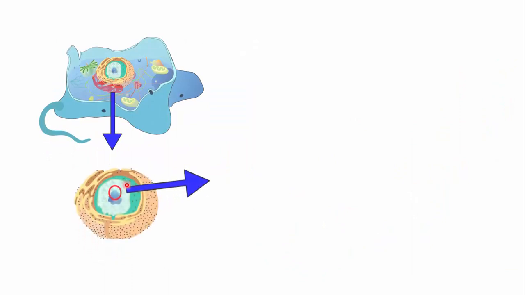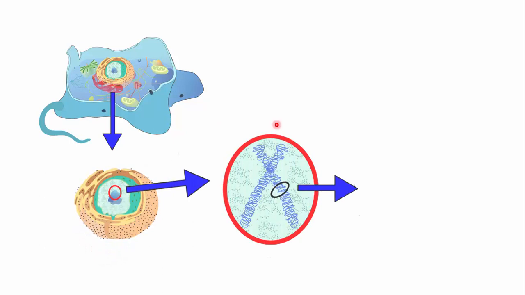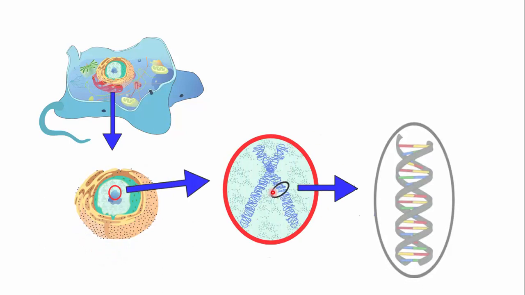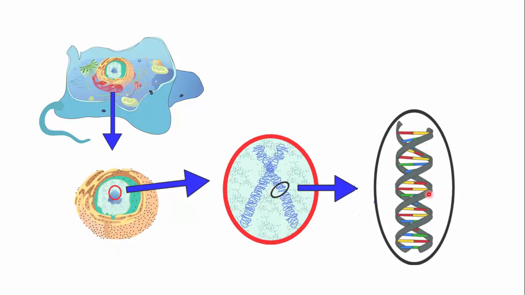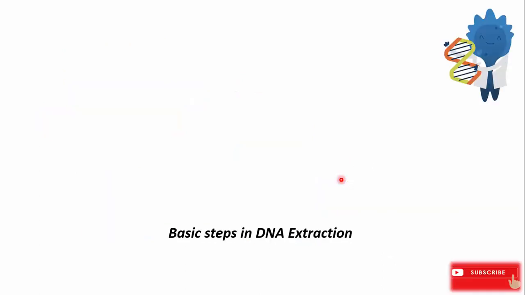So, here is our cell. If you look inside the nucleus, there is a fine thread-like structure called DNA, or deoxyribonucleic acid. So, how do we isolate this DNA from the cell? A large number of different protocols are available for the efficient isolation of highly purified DNA from both eukaryotic and prokaryotic cells.